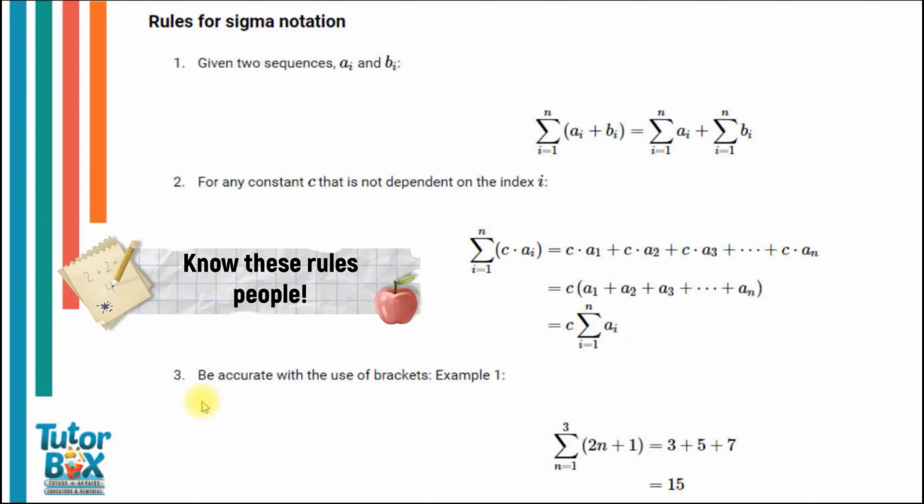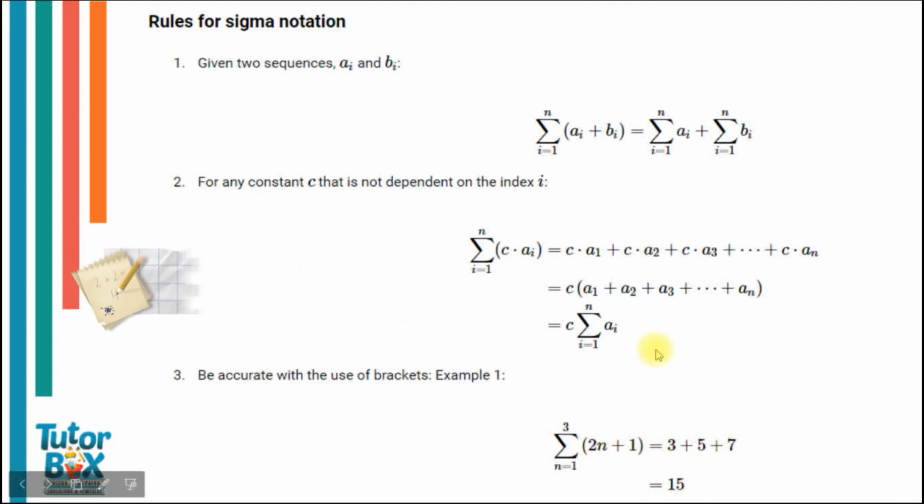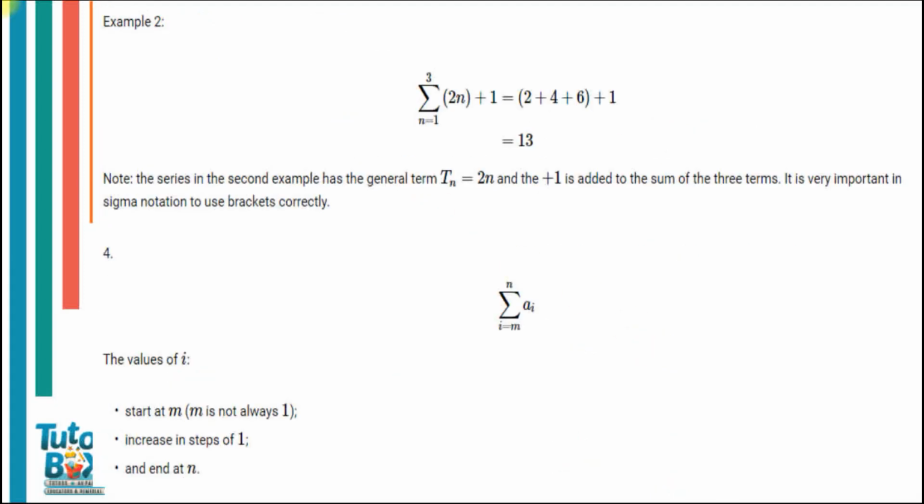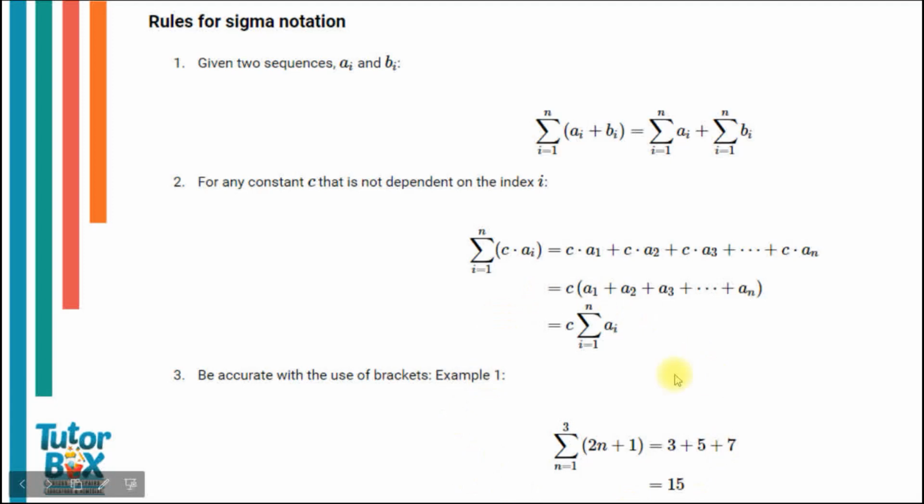And then 3, be accurate with the use of brackets. Example: we have the sum n is 1 all the way to 3 of (2n plus 1). First you start with your 1: 2 times 1 plus 1 is 3, plus 5 plus 7, and then you get 15. Now you see how brackets are very essential, guys. You need to take note of where the bracket is. Here, the 2n plus 1 is all inside the bracket, so the n changes this whole thing.